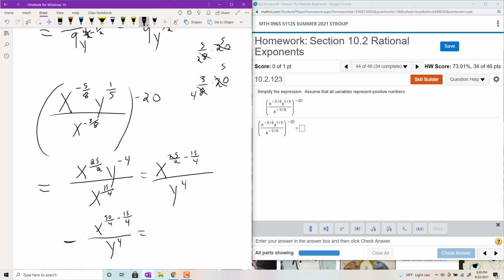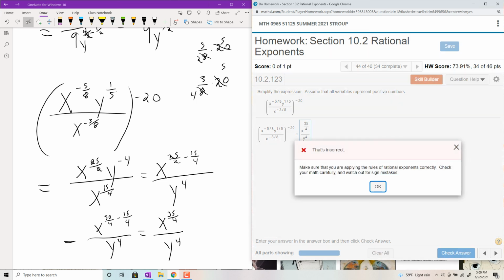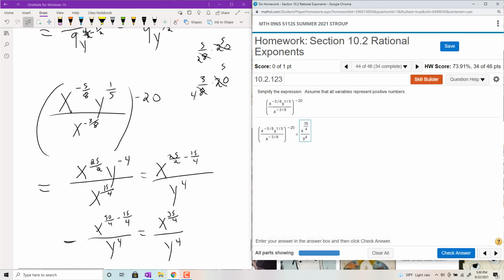So x to the 35 fourths all over y to the fourth, unless I made some simple arithmetic error, because they need to use these weird numbers. x to the 35 fourths all over y to the fourth, and of course, okay, so I probably made a mistake somewhere.